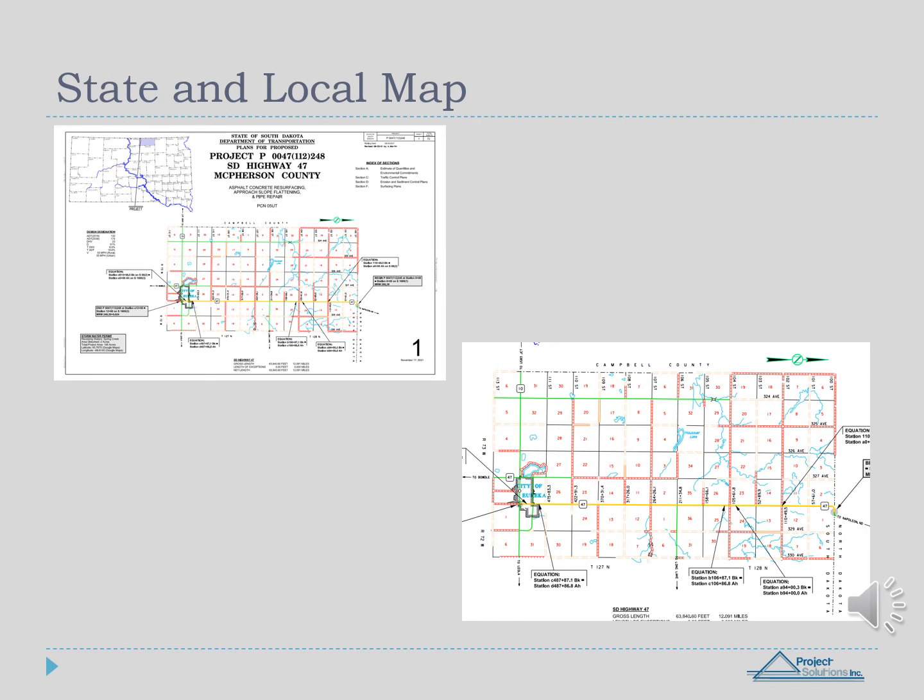The cover sheet provides two different maps. The first map, shown in the blue outline, is a state map showing all the counties in the state. Notice all the counties are white except for one. In this case, McPherson County is colored blue, indicating that this is the county the project will take place in.